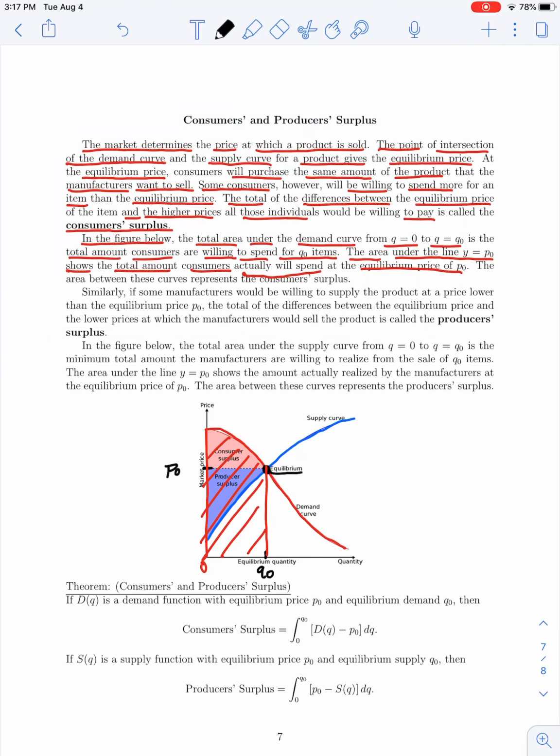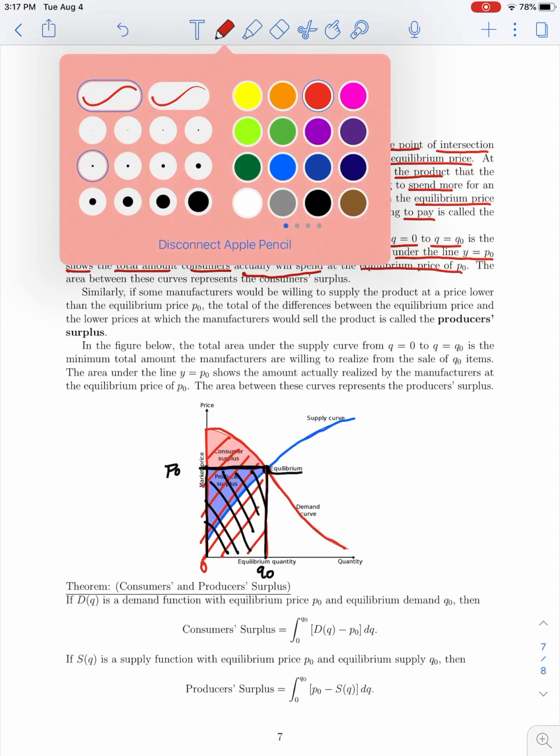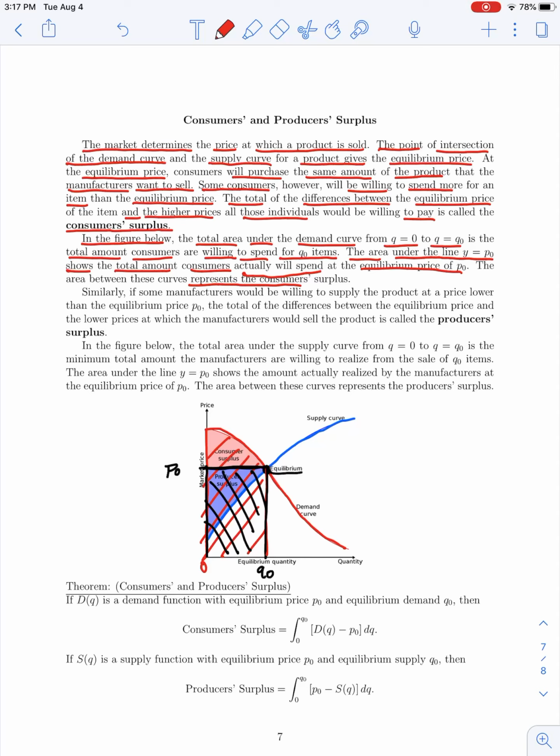So if we consider the constant value y equals P naught and integrate from 0 to Q naught, we have the following shaded area. Now, if we take the difference of those two areas, the area between those two curves, that amount represents the consumer's surplus.